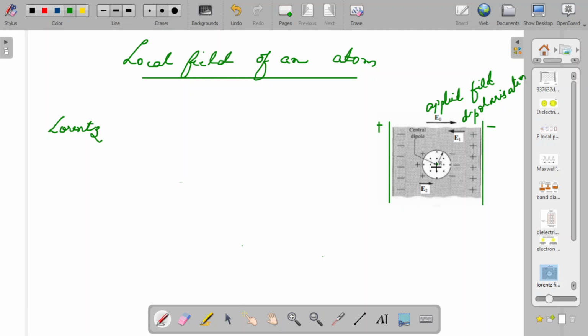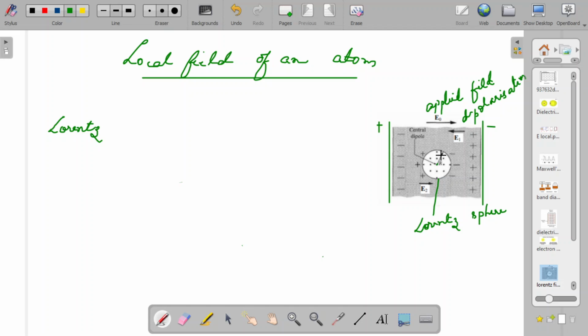So now, the cavity that Lorentz imagined within the dielectric material is called the Lorentz cavity or Lorentz sphere. And the field which is existing on the spherical surface is called the Lorentz field.